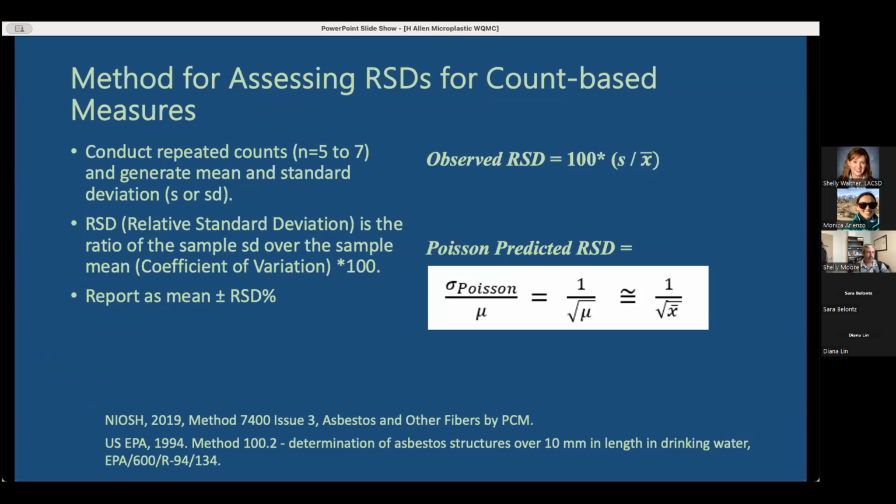Interestingly, we got the concept from asbestos. For the asbestos standard, you're required to do the Poisson RSD. So that's the asbestos science for your count to see if your particular run, your lab did a good job with that and fit the model. So we think that works for microplastics, but obviously there's limitations.